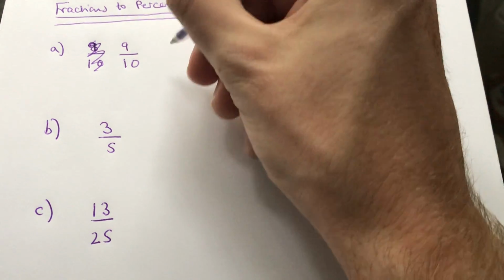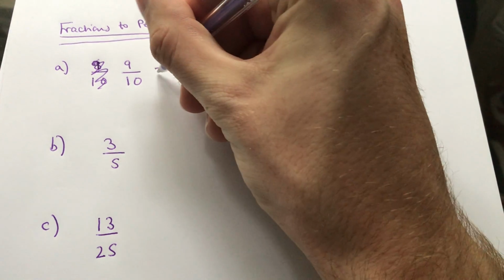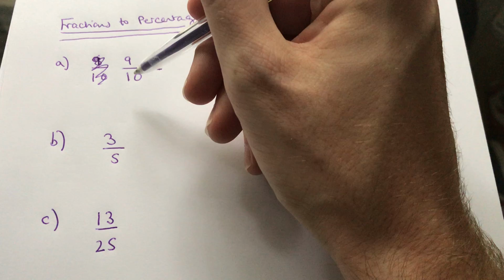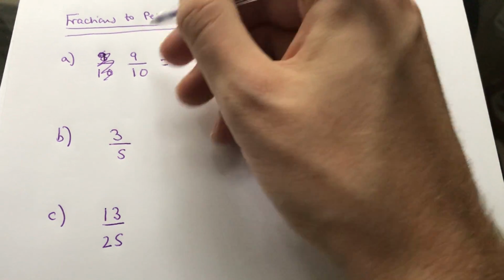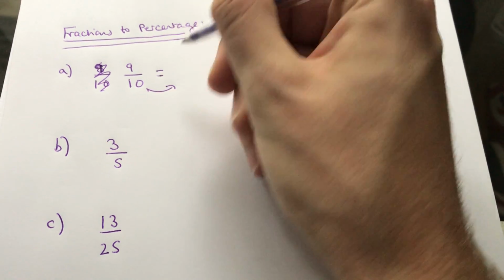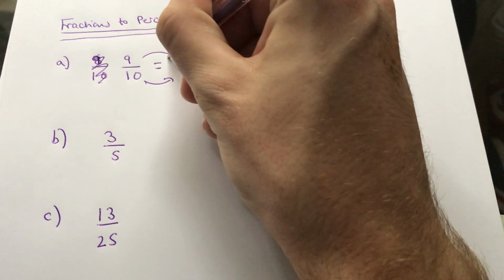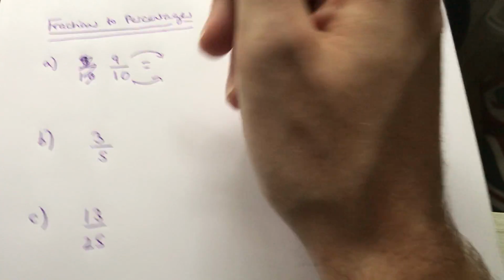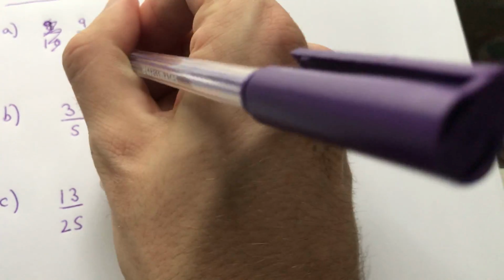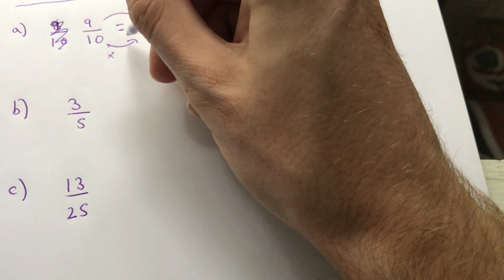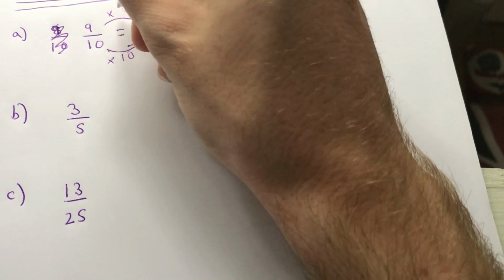So 9 over 10. What can we multiply 10 by to get 100? Well, we can multiply it by 10. So we need to multiply the top and bottom by 10, because whatever we do to the top, we have to do to the bottom. So multiply this by 10, and multiply the top by 10.